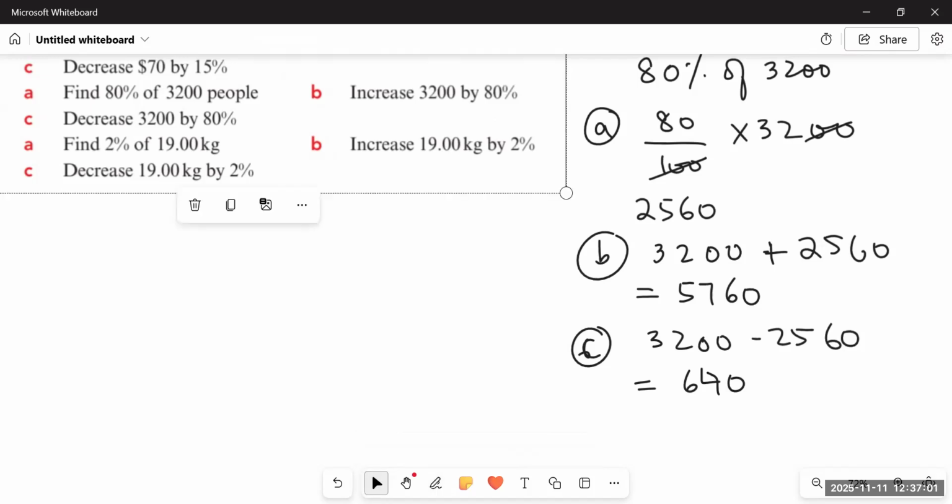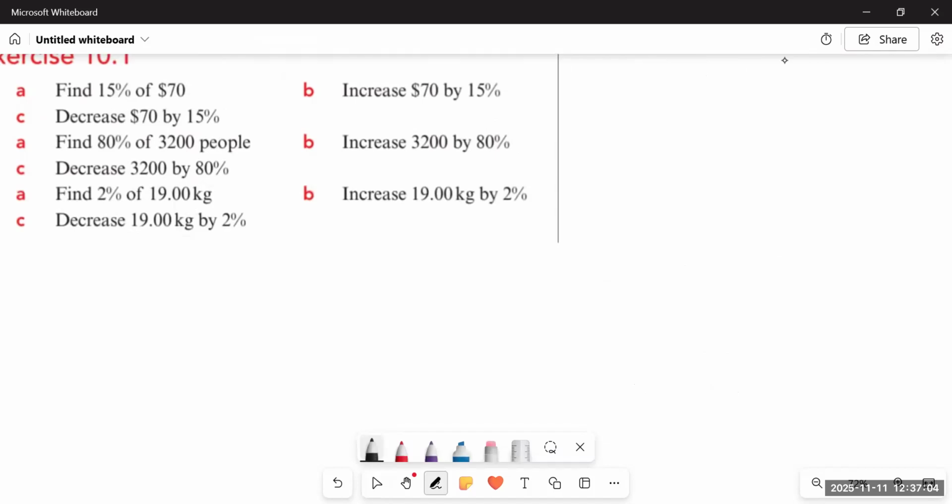Now the next one. Find 2% of 19. It's not 19 on 100, it's 19.00, which means 19. So 2% is 2 upon 100 multiplied by 19. So 2 multiplied by 19 is equal to 38, and 38 divided by 100 is equal to 0.38. Or you can do one thing. The 1% of 19 would be 19 upon 100, that's 0.19. And 2% would be its double, that is 0.19 multiplied by 2, which is 0.38. Okay, so that's how we can do it.